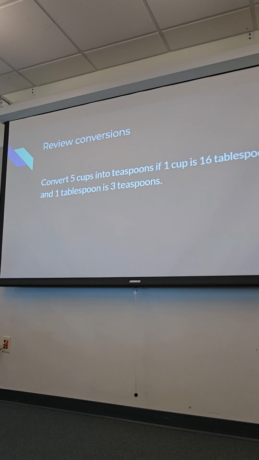Okay, so our question is we want you to convert 5 cups into teaspoons. And we're gonna let you know that 1 cup is 16 tablespoons and 1 tablespoon is 3 teaspoons. So what do I need to do to convert those 5 cups? Somebody raise your hand. William. Multiply by 16. Okay, so let's set up our fractions like we did before. So we have 5 cups over 1. What would my fraction that I'm multiplying by be? 16 tablespoons over a cup. 16 tablespoons is 1 cup.